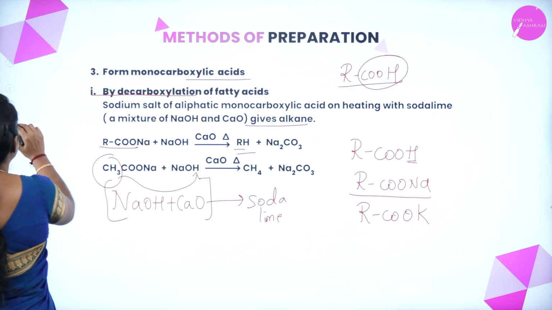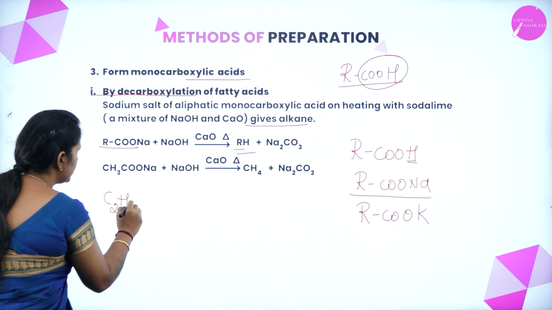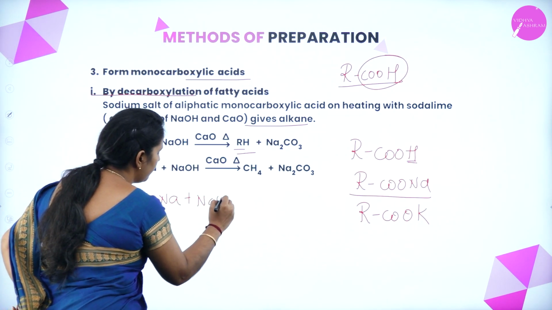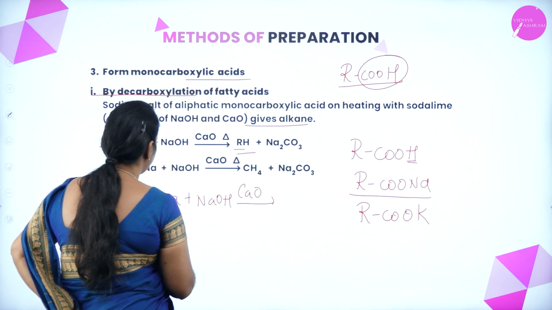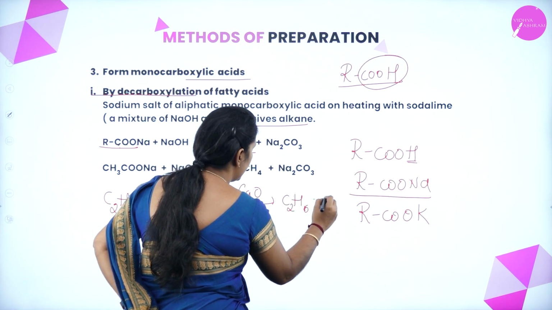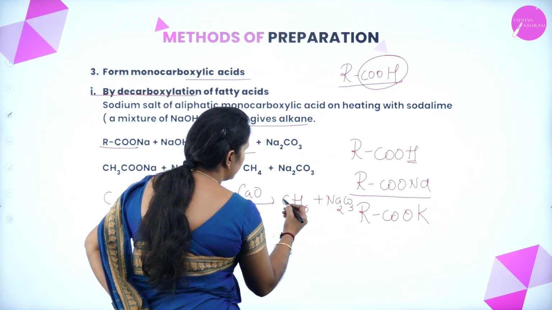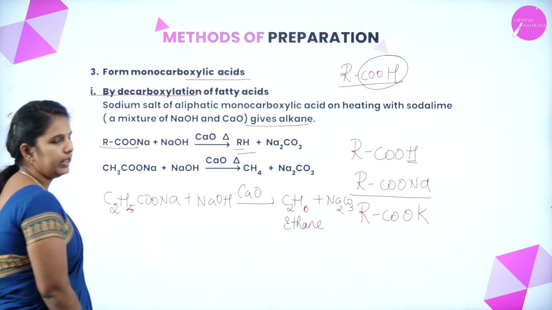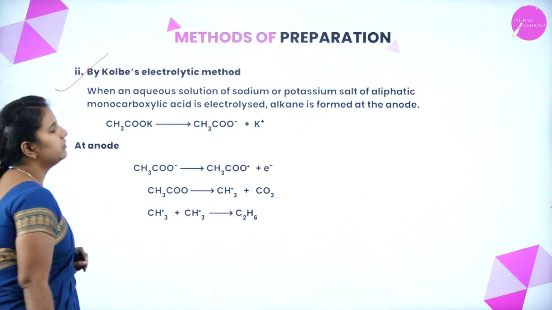You can write one more example for this. C2H5COONa plus NaOH, in presence of CaO, gives rise to C2H6 plus Na2CO3. This is ethane. This is ethane. Okay.